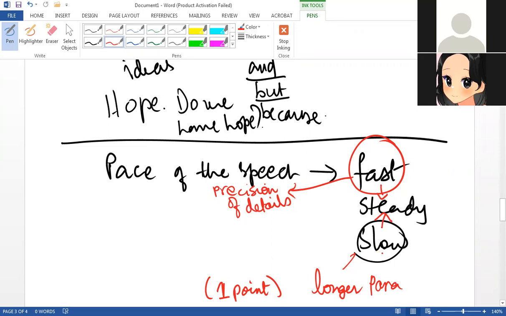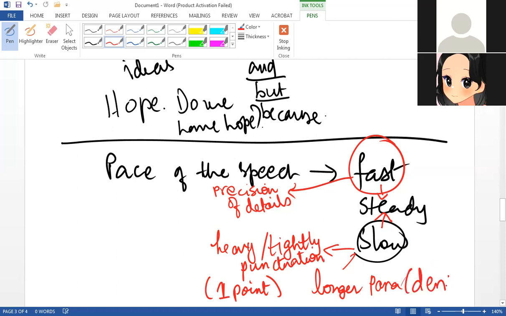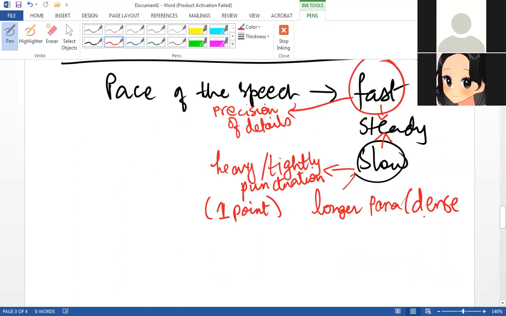One more thing which can slow down the pace of the speech is heavy punctuation, or let's say the paragraph is tightly punctuated, because it gives me a pause every now and then. All right? Longer paragraphs give dense details. They give dense, thick details. So somehow it slows down the process of my speech also.